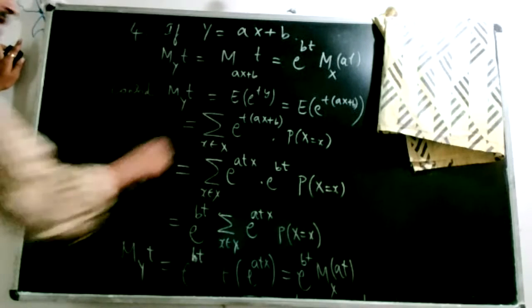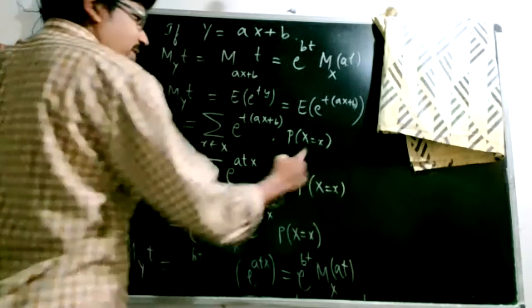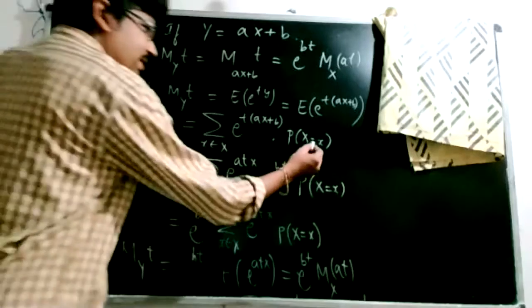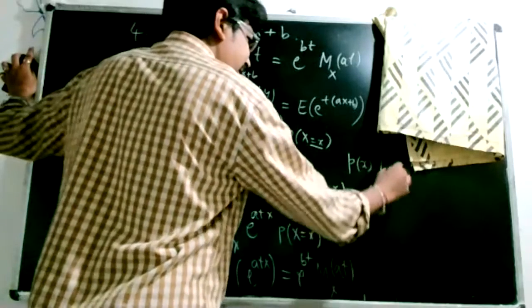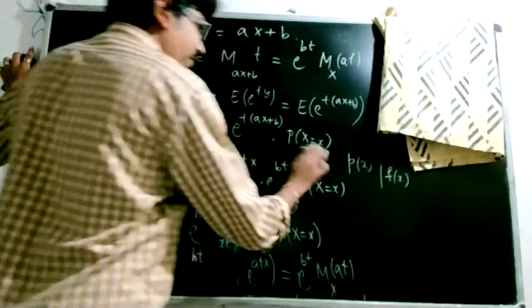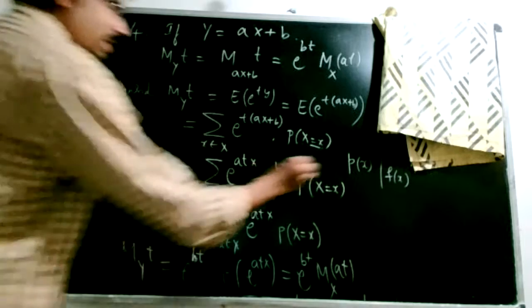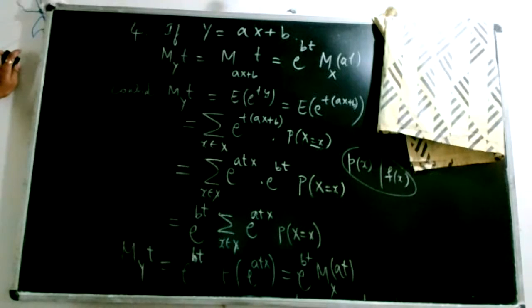So for the continuous case, replace your summation by the integration sign and your p by just px or f of x. You can use the notation px in place of f of x, but don't write p of X is equal to x, because that is the probability mass function. If you just write px or fx, then that could serve as both PMF as well as PDF.